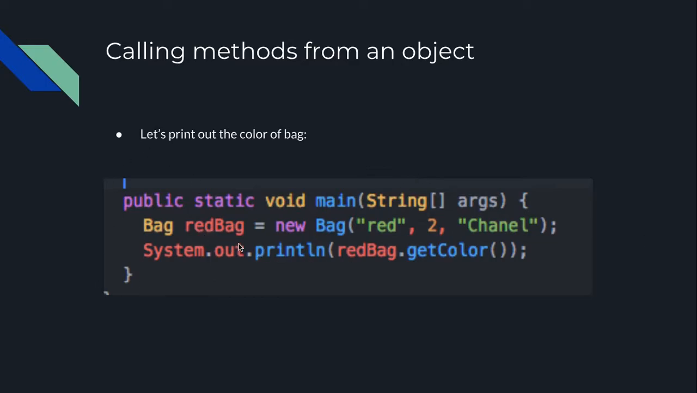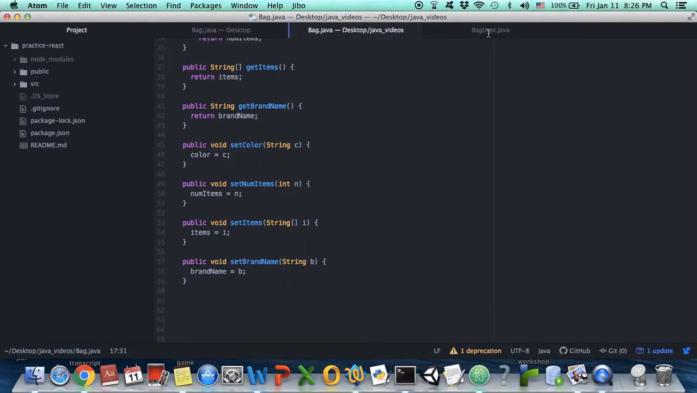So we have the code. Here we have the red bag, and if I want to print out what the red bag's color is, then I would just say the variable name, which is red bag, dot, the name of the method getColor, and the parentheses, and we're not passing in any arguments. So let's look at an example for that.